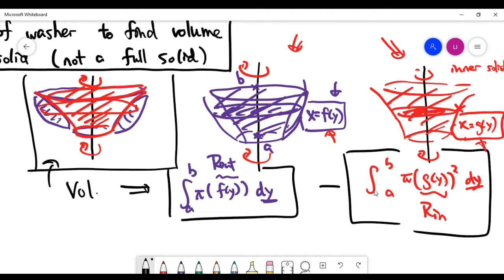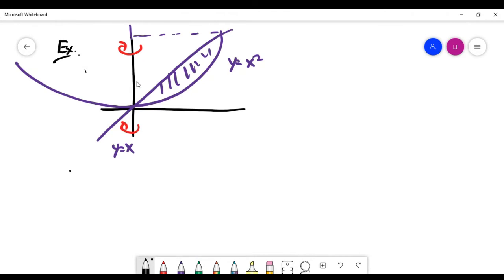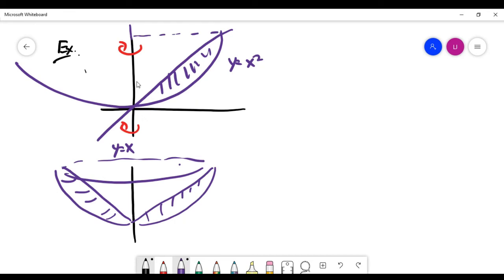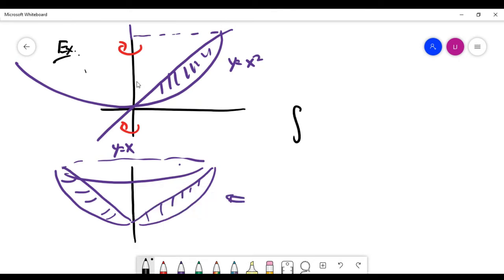Let's look at some examples together. Please look at the current picture now. Can you imagine what kind of solid you're getting if you rotate the given purple picture along the y-axis? Roughly speaking, I know that my drawing is not perfect, but you're getting a solid like this. And in this case, of course, it is not a full solid. So we have to use the washer method, the outer solid minus the inner solid. Please note that it is a y-axis rotation, so we have to do a y integration for the washer method.